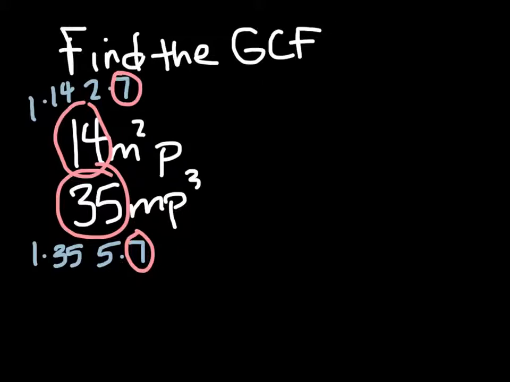I found that 7 is obviously my greatest common factor. So for this one, 7 is my coefficient. Now I come over and I look at the m. Okay, so this one and this one. How many m's do they have in common?